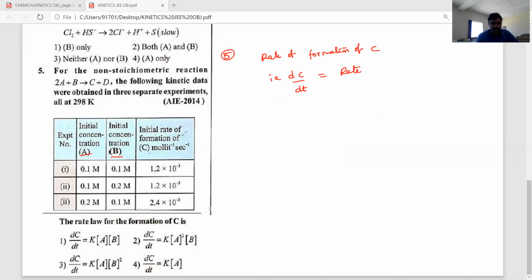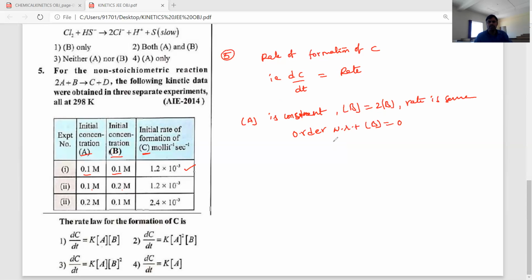From the experimental data, the initial rate of formation of C: concentration of A is 0.1, concentration of B is 0.1, and the rate is 1.2 into 10 to the power of minus 3. If concentration of A is constant and the concentration of B is doubled to 2B, but the rate is not changing, the rate is the same, which means the order with respect to B is equal to 0.